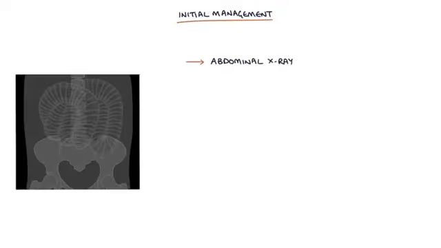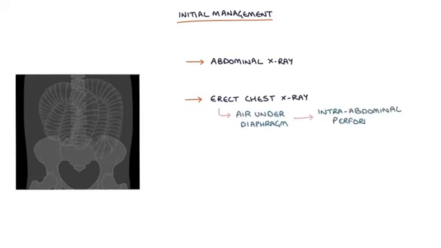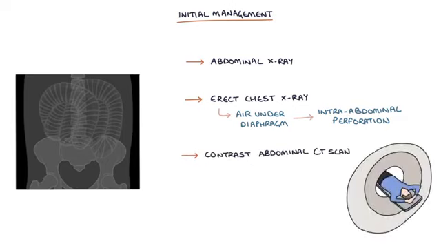An abdominal X-ray may be the initial imaging investigation. However, depending on the signs and symptoms, this may be skipped and the patient sent straight for a CT scan. An erect chest X-ray can be used to demonstrate air under the diaphragm when there is an intra-abdominal perforation. And a contrast abdominal CT scan is usually required to confirm the diagnosis of a bowel obstruction and establish the site and the cause of the obstruction. It can also be used to diagnose any intra-abdominal perforation if it's present.